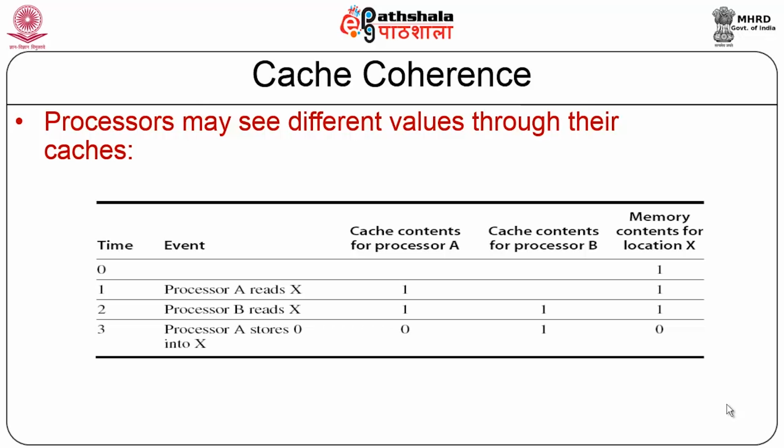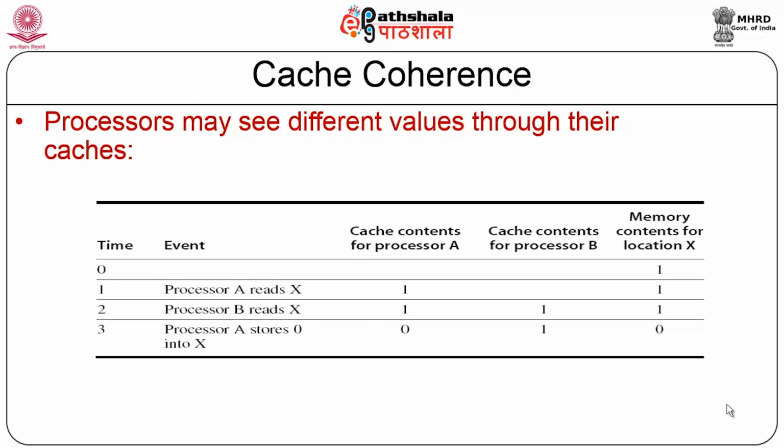Now the same thing can be extended to a multiprocessor architecture. You have multiple processors, each of them going to cache the same data depending upon their requirement. This leads to different caches having different information about the same block, which is definitely a problem. So this is an example to tell you what the problem of cache coherence is. Basically, the processors may see different values through their caches.